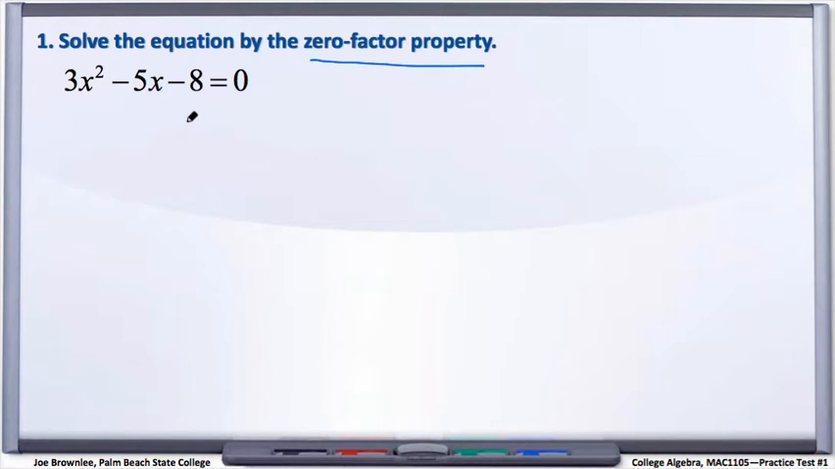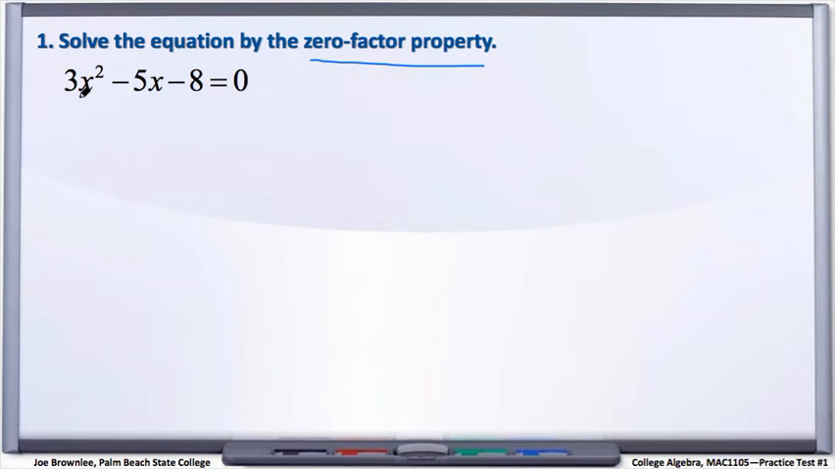And so if we're told to solve this equation by the zero factor property, what they want us to do is factor the left-hand side of this equation. And once we have the left-hand side in factored form, we're going to set each of our factors independently to 0 and then solve. So let's go ahead and do that now.